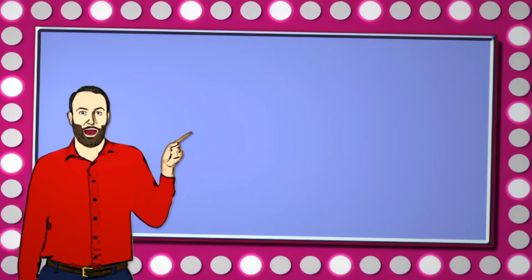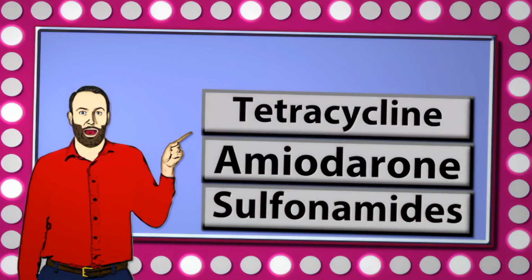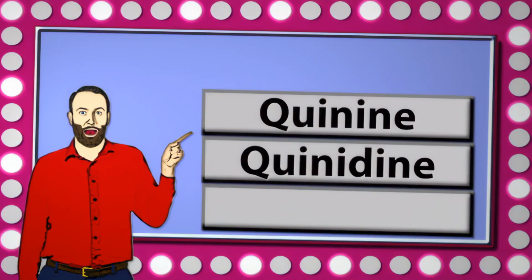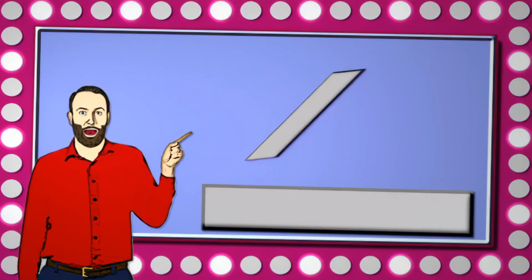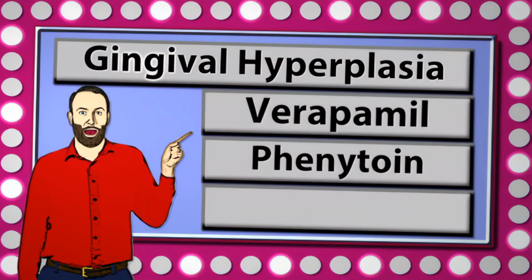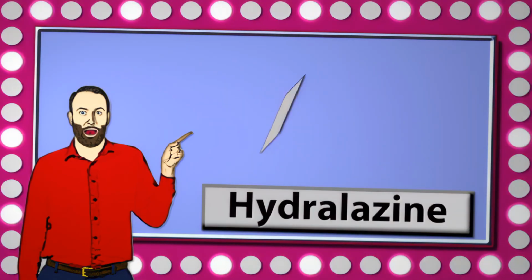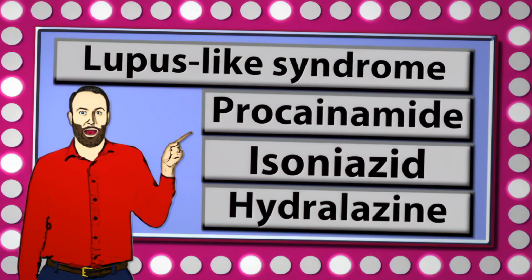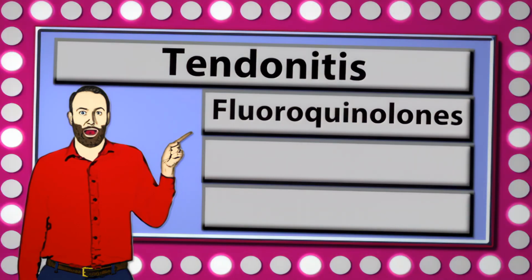All right, it's time for that third game show. Let's get going. First one here, sulfonamides, amiodarone, tetracycline, that's going to be photosensitivity. Next, we have quinidine and quinine, that's going to be cinchonism. Phenytoin and verapamil, think of gingival hyperplasia. Next, we have hydralazine, isoniazid, procainamide, think of lupus-like syndrome. Fluoroquinolones, you've got to remember tendinitis.